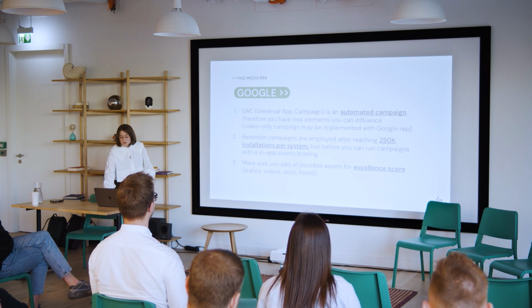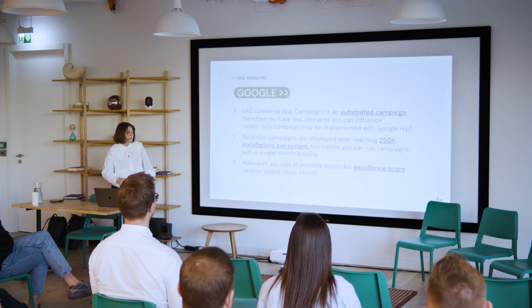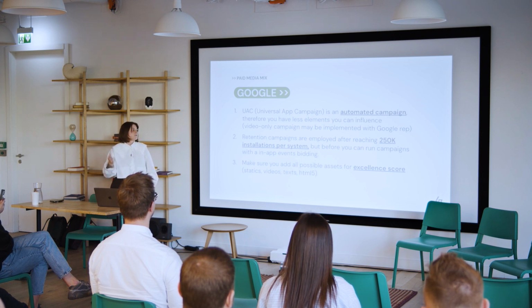On Google, you have this universal app campaign. An important thing here is that it's an automated campaign, so there is not as much you can change around it. And it's bad because sometimes we want to influence some specific people and talk only to 18-45 or something. We cannot actually do this in terms of this campaign.